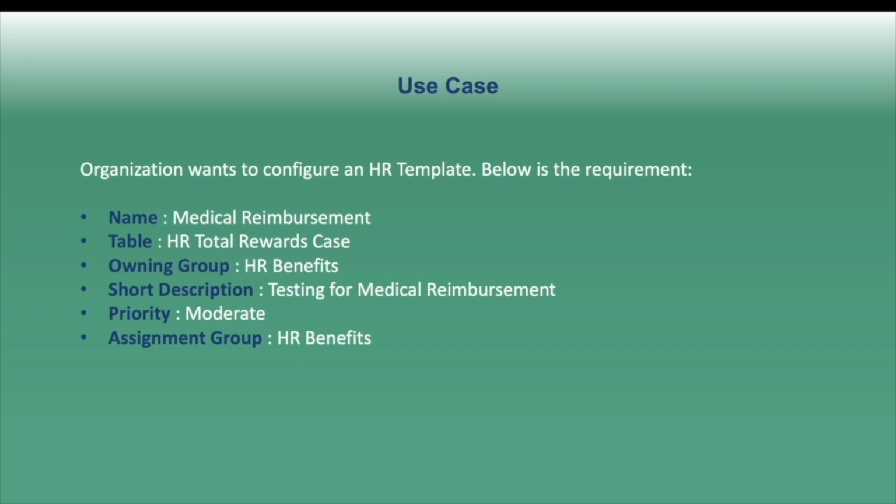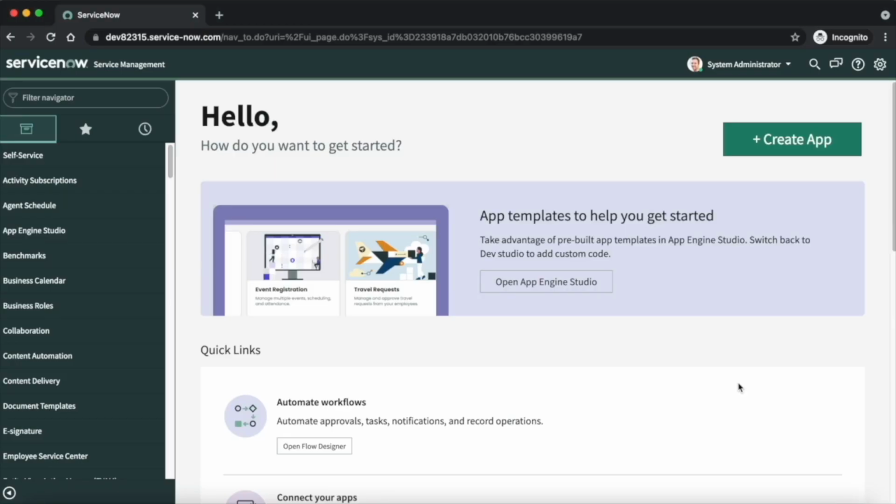The organization wants to configure an HR template and below is the requirement. The name is medical reimbursement. The table will fall under HR total rewards case. HR benefits will be the owning group. The short description should be testing for medical reimbursement, the priority should be moderate, and it should get assigned to HR benefits. Now let's switch to our demo instance and try creating the HR template with the help of the provided use case.